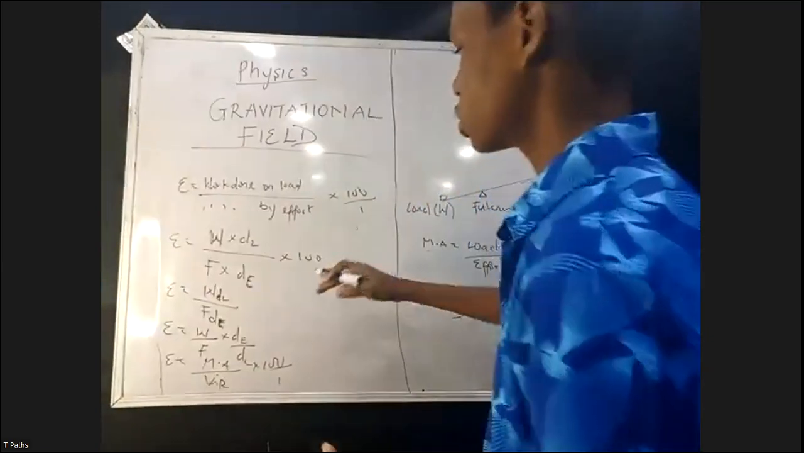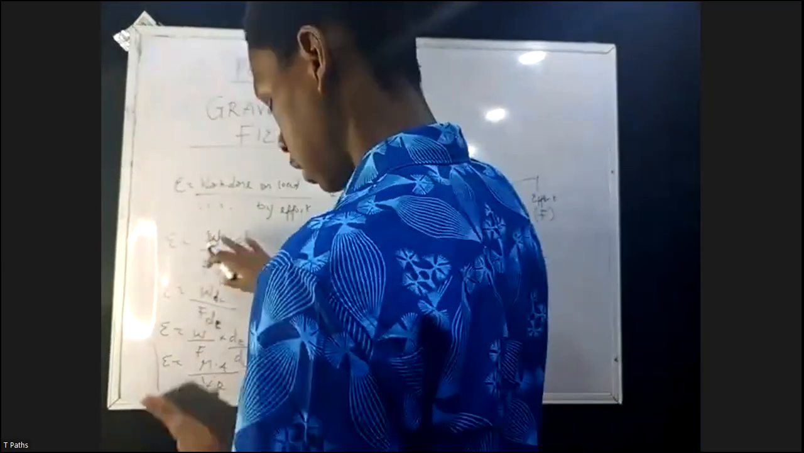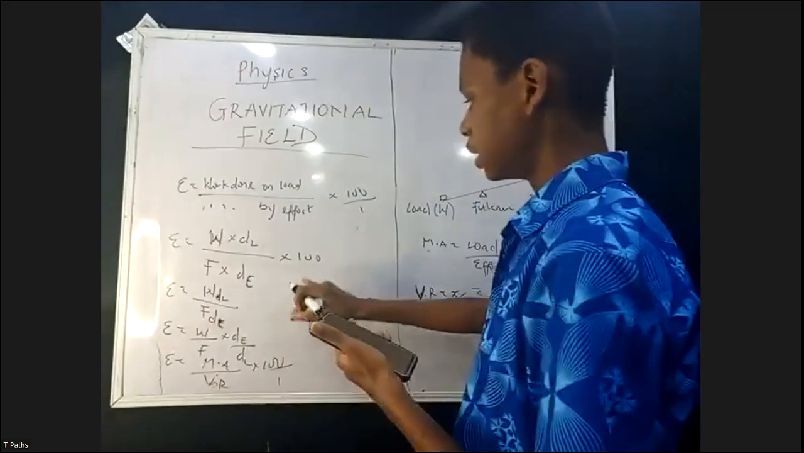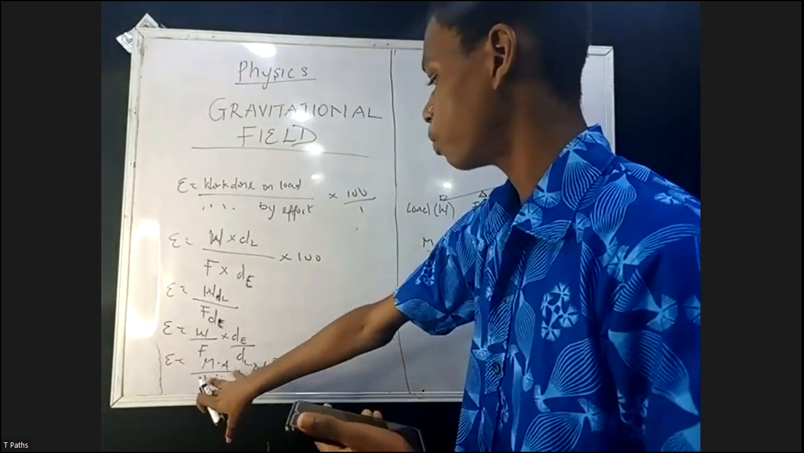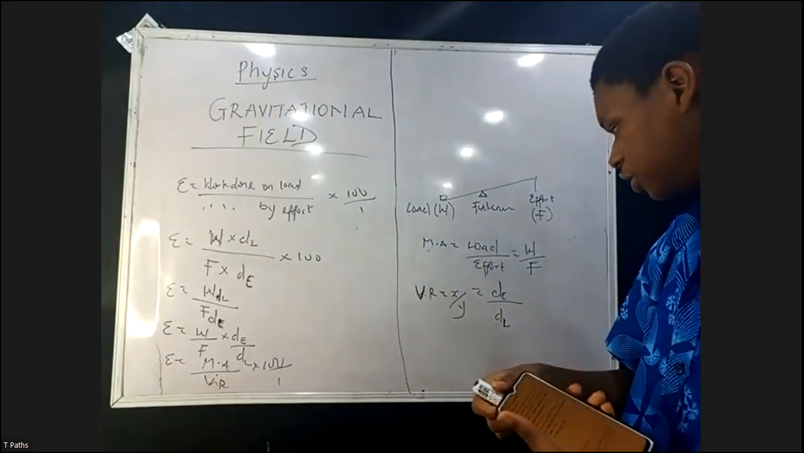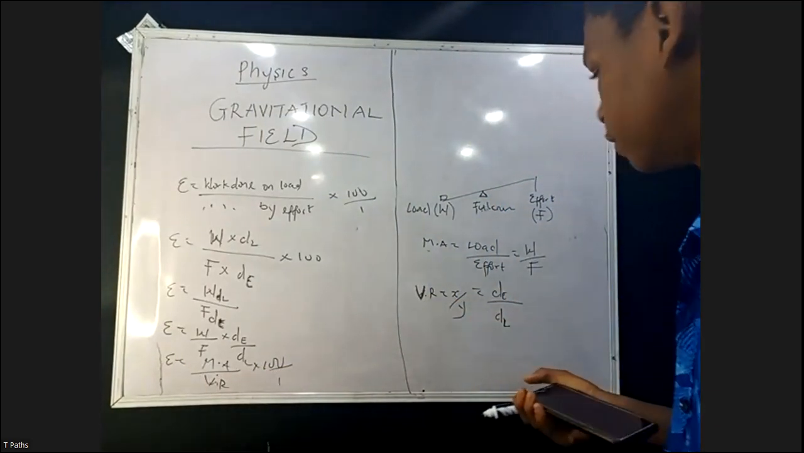So now what I just simply did here is breaking this down. Breaking this work done by effort over work done by load, I'm breaking it down times 100 over 1. I'm breaking it to become mechanical advantage over velocity ratio. So the efficiency of the machine is mechanical advantage over velocity ratio.